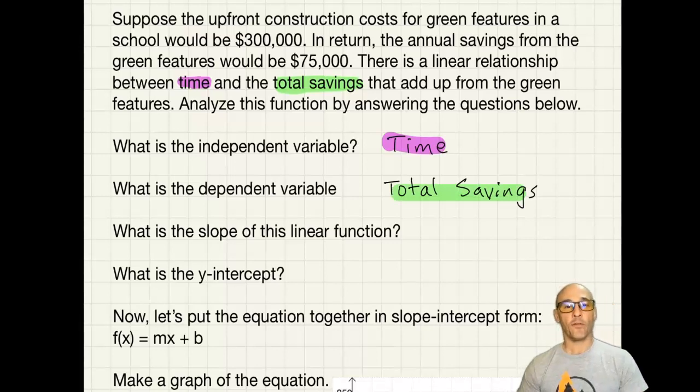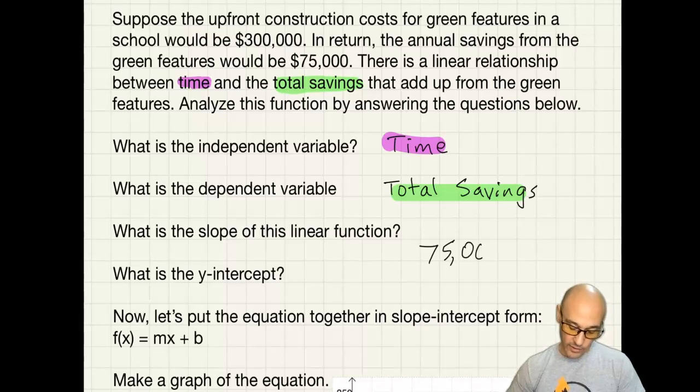What is the slope of this linear function? Well, slope is something that changes. And so the thing that's changing here is the annual savings. So yearly there is a savings. So the savings increases by $75,000 per year. So the slope is 75,000 per year. The y-intercept is in year 0.